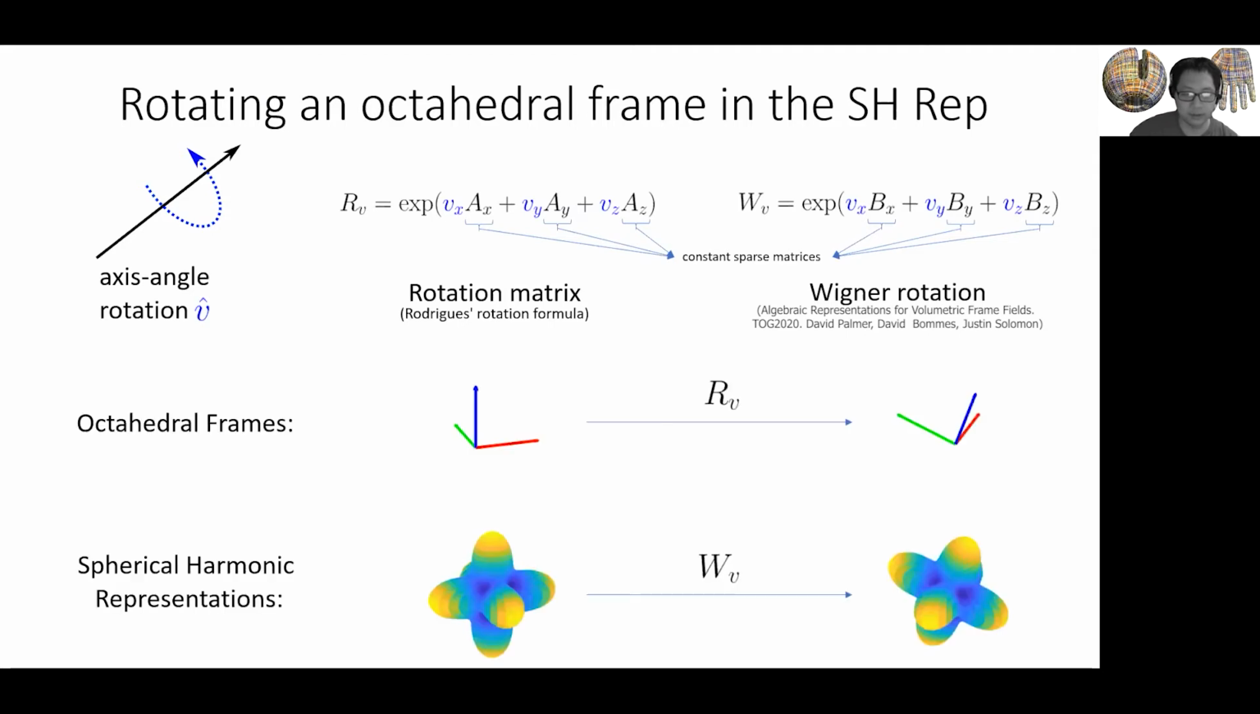And so now, if you have an octahedral frame and you want to rotate it by a rotation matrix RV, you could convert that into an axis angle rotation, then use this exponential formula to obtain the Wigner rotation and apply that to the spherical representation.